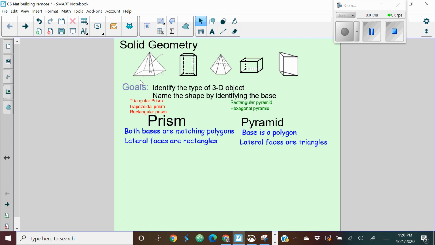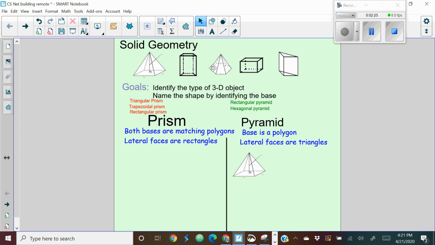So I want you to think about these and decide where you would put them. Would you put those under pyramid or prism? And then if you will practice naming them. One way to think about a pyramid are the ancient Egyptian pyramids, and those come to an apex or a point. So this object here would fall into the pyramid category because the base is a polygon and the lateral faces, or what you might think of as sides, are triangles.